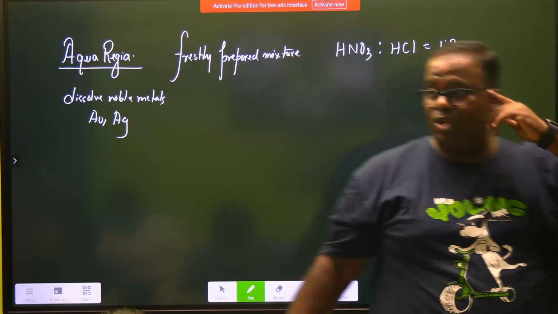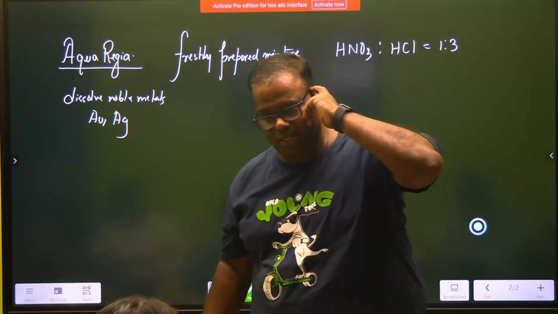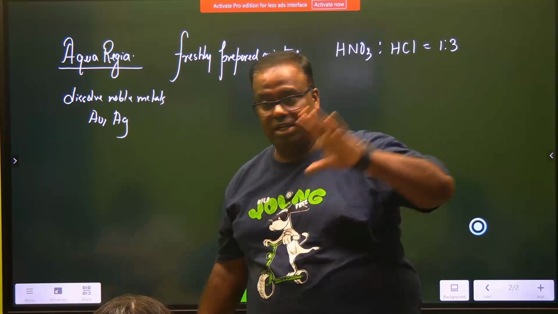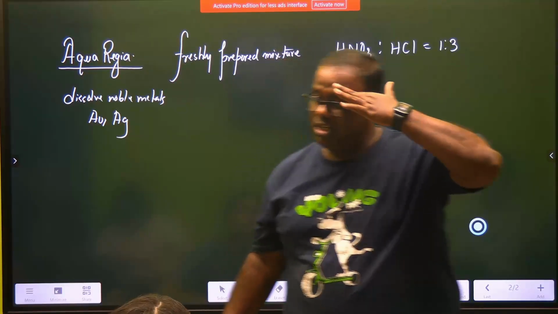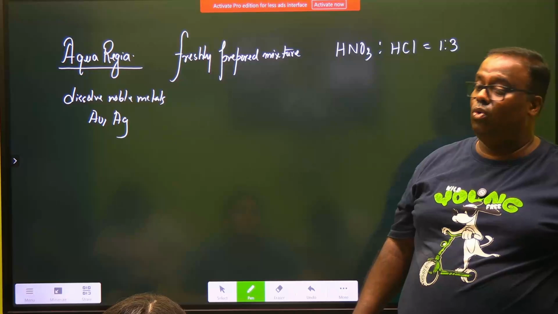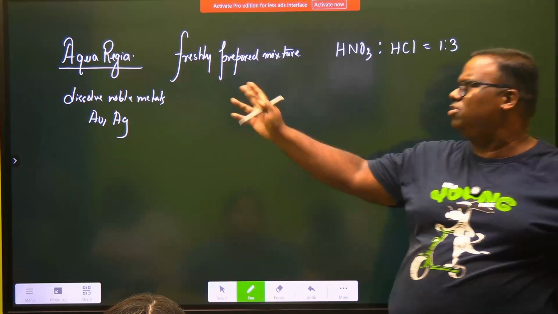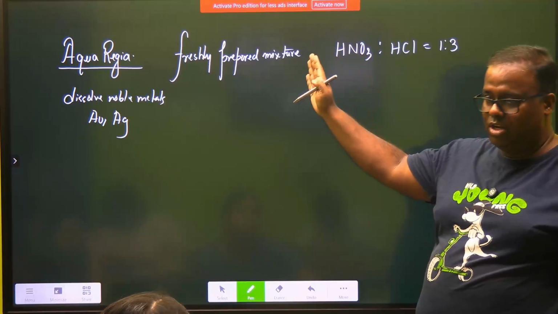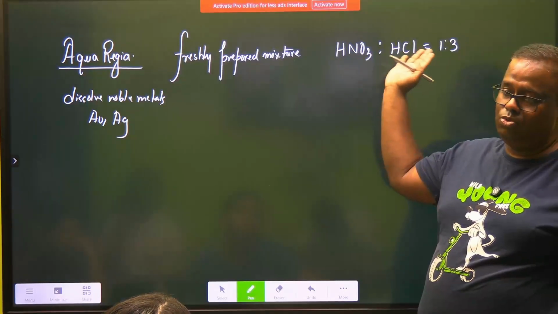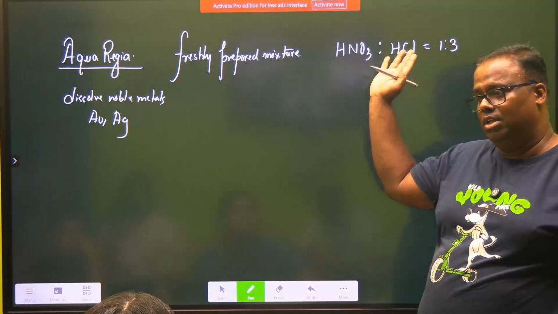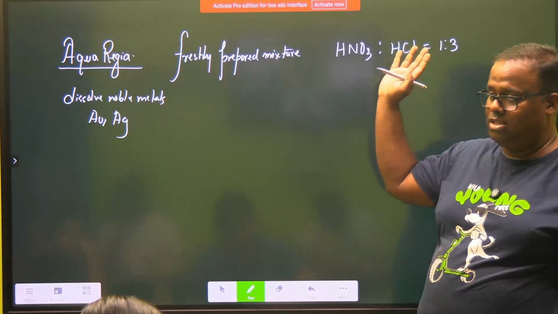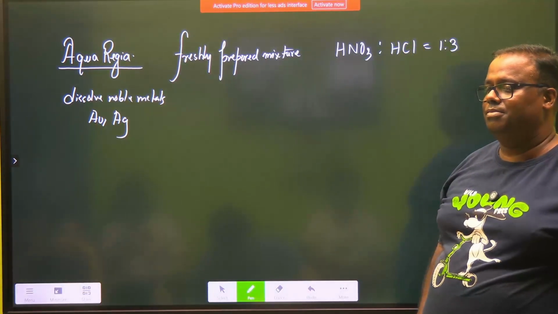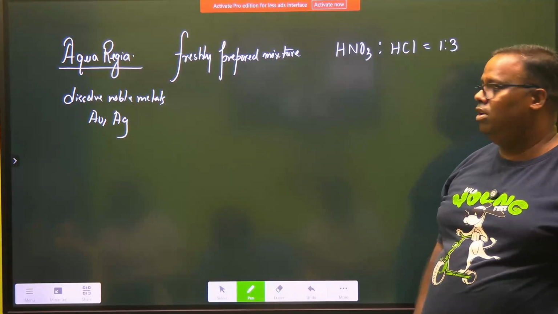Aqua regia is freshly prepared. Aqua regia is never available in the market. Aqua regia is prepared when you want it. You cannot make it and keep it, because it creates something called NOCl and chlorine. They act as agents and they will do the dissolving. But you should know the name, it's the freshly prepared solution. It's a mixture of HNO3 to HCl, concentrated, 1:3. Deadly dangerous. Okay? And it can dissolve all these.